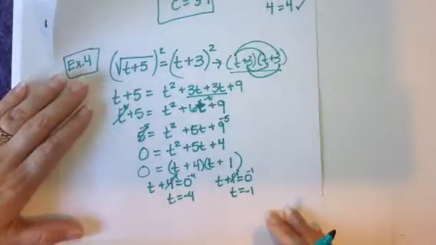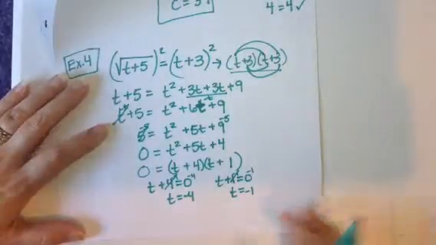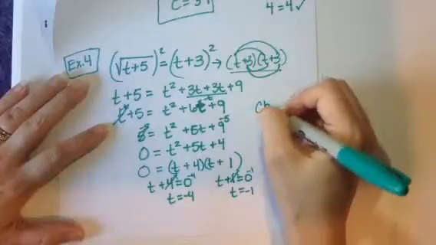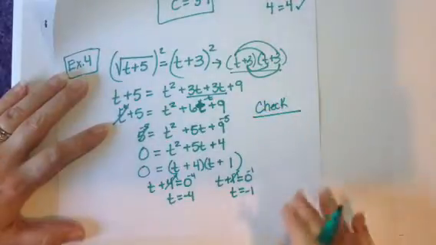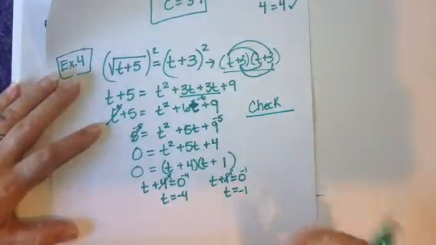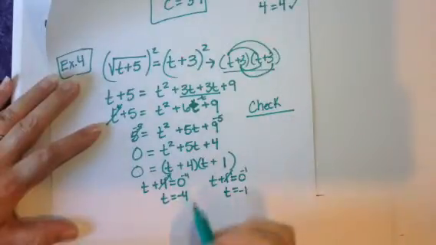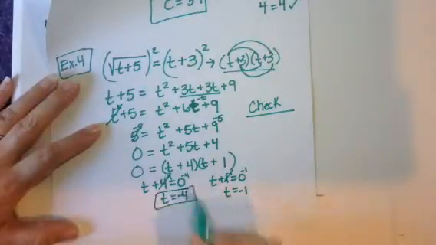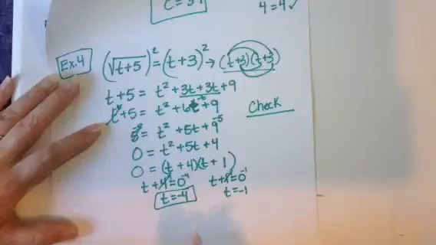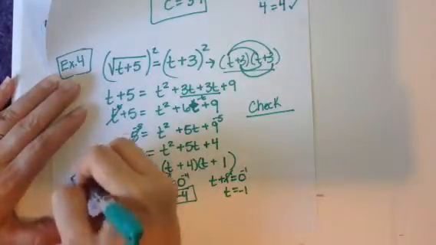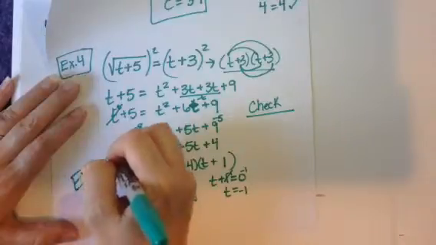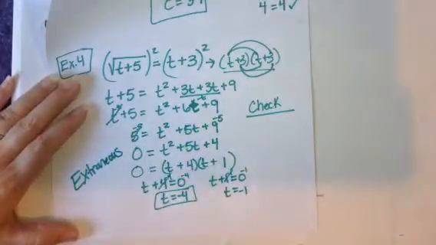Well, I do need to check to see if they work. So I'm going to come right here, and I'm going to check by plugging in the first one, t equals negative 4. Let's see if that is a working solution, or is it what we call extraneous, meaning it's not valid, it does not work. I'm checking for these extraneous solutions.